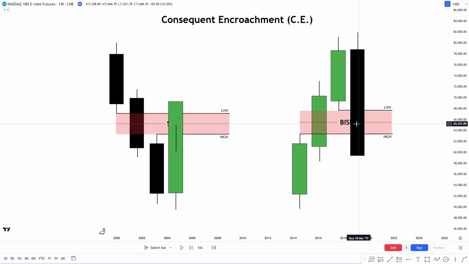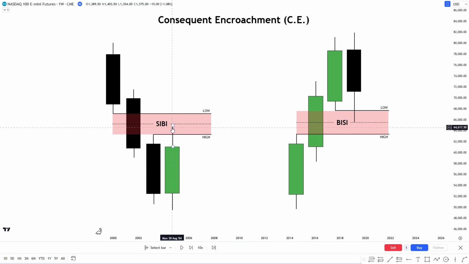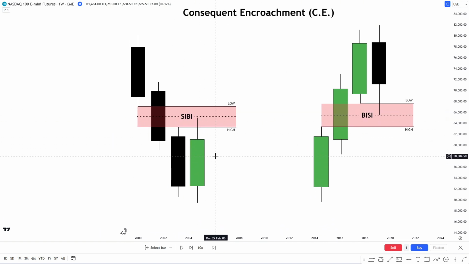to me this BISI will be invalidated and we are likely in for a retracement or a reversal. So if I see price respecting consequent encroachment, then my trade idea is likely to be right and we are likely to continue the move either to the downside or to the upside.